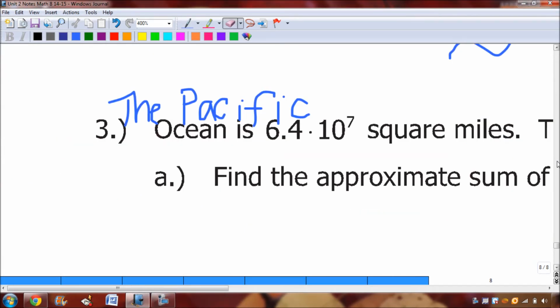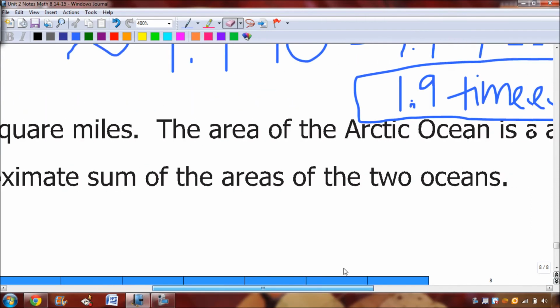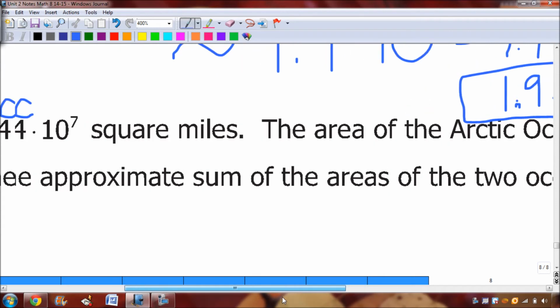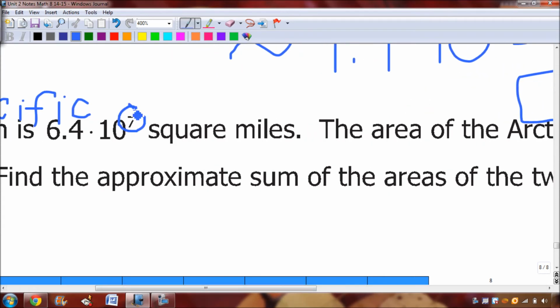First of all, it should say the Pacific Ocean is 6.4 times 10 to the 7 square miles. We're talking about the area of the Pacific Ocean, okay? And then it says that the area of the Arctic Ocean is 5.4 times 10 to the 4th square miles. And if you look at these numbers right here, the Pacific Ocean is huge, right? And so is the Arctic Ocean. But the Pacific Ocean is way bigger, and you can tell by the exponents. The exponent for the Arctic Ocean is only to the 4th power, but the exponent for the Pacific Ocean is to the 7th power, okay?